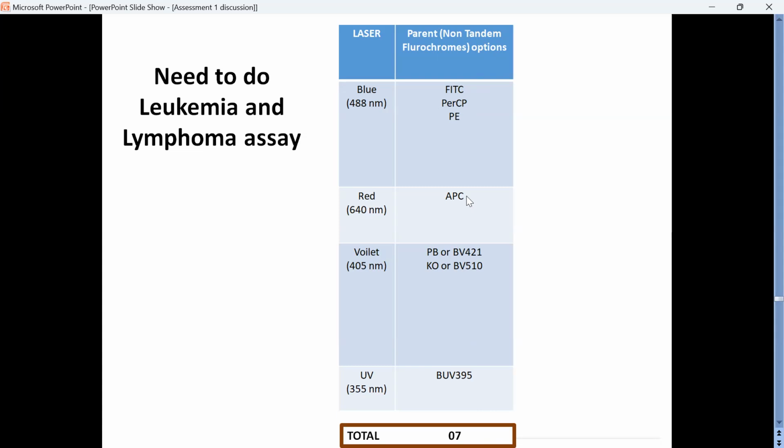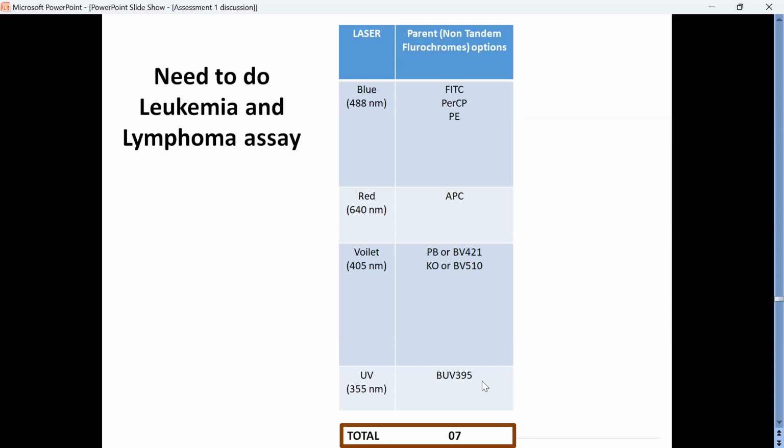Red non-tandem fluorochrome available is only APC. Violet non-tandem fluorochromes available are PB and KO, which is Chrome Orange and Pacific Blue. UV, only one fluorochrome available is Brilliant Ultraviolet 395. Now I said you need to do a leukemia lymphoma assay. Now your instrument is good. You have a 4 laser instrument, but the number of fluorochromes to conjugate with the markers.